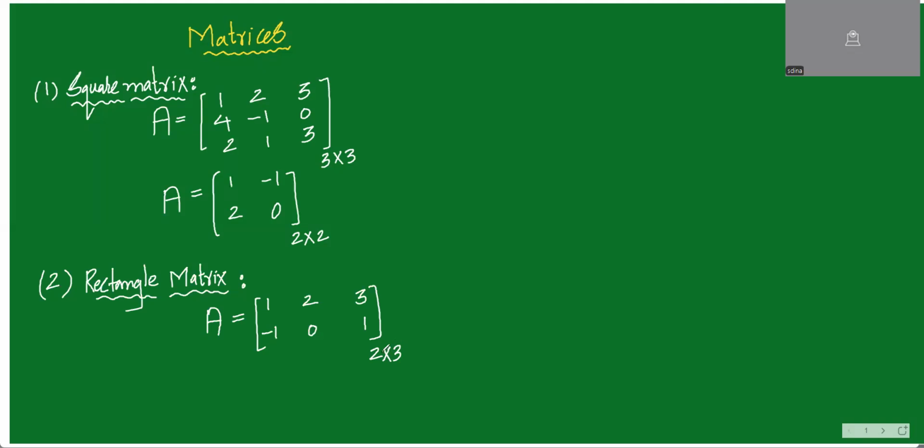Rows and columns are not equal. Understand? So such a matrix is called a rectangular matrix. One more example: 1, 2, 3, 0, 0, 4. How many rows are there now? 2 rows, and the order is 2 by 3. So such a matrix is called what? Rectangular matrix.